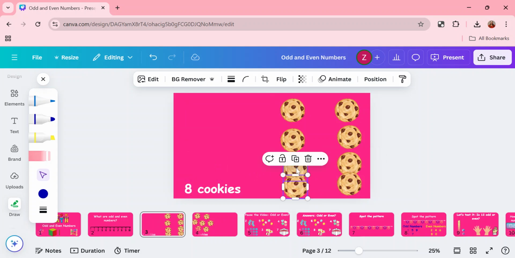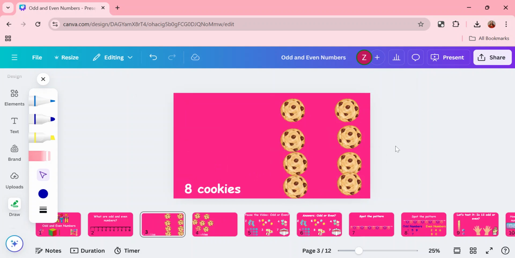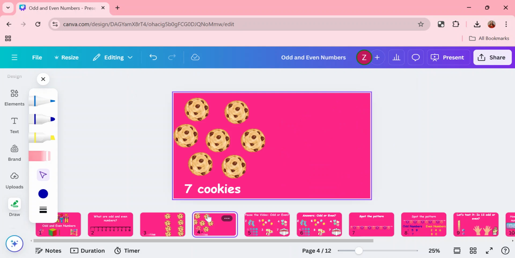Now, how many cookies do I get? How many cookies do you get? We both get 4 cookies each. So 8 shares equally between two groups. So 8 is even. Let's look at 7 cookies.